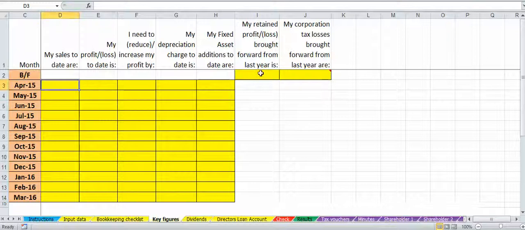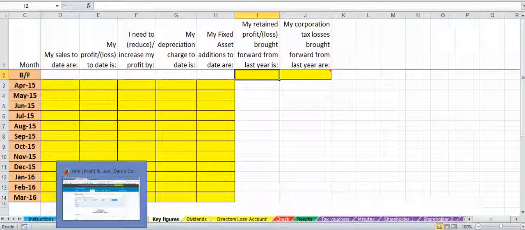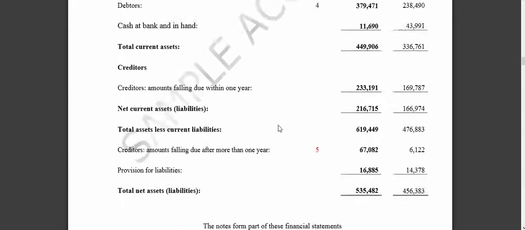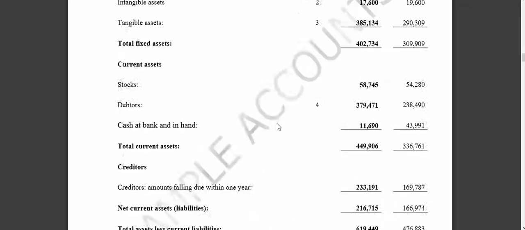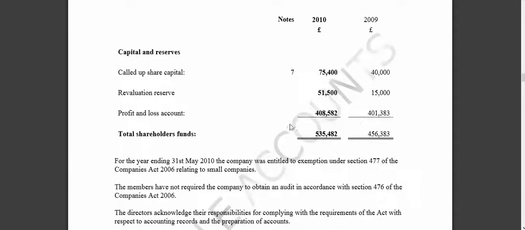The first figure you want to enter here is the retained profit or loss brought forward from last year in your accounts. Now you'll find that on your financial statements in the balance sheet section. If we have a look at a sample set of accounts, this is Jones accounts. If we go down, there's our balance sheet, abbreviated balance sheet.